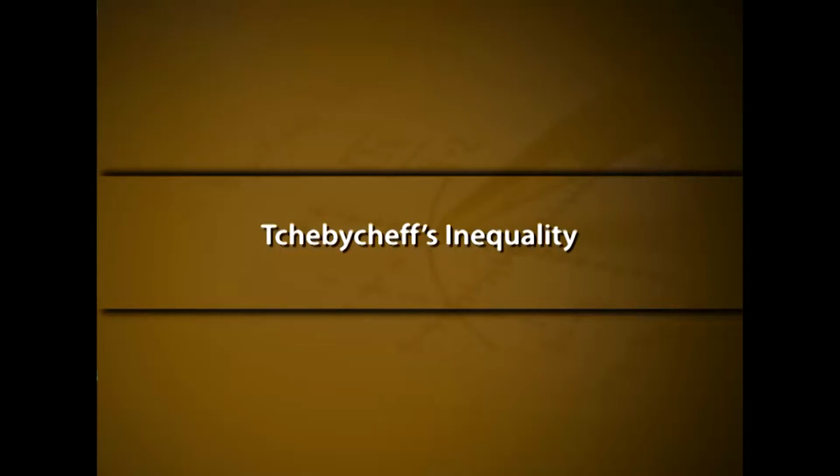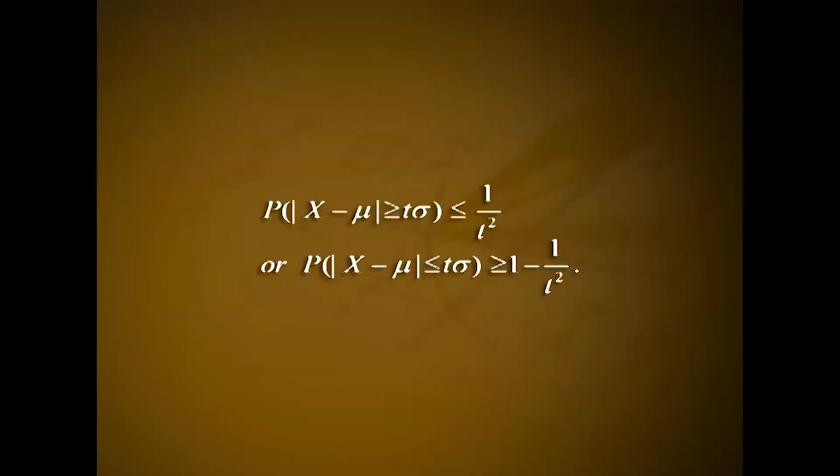We already discussed the following: Chebyshev's inequality. Let X be a random variable for which the mean mu and variance sigma square exist. Then for any positive number t, probability of modulus of X minus mu greater than or equal to t sigma is less than or equal to 1 by t square, or probability of modulus of X minus mu less than or equal to t sigma is greater than or equal to 1 minus 1 by t square.